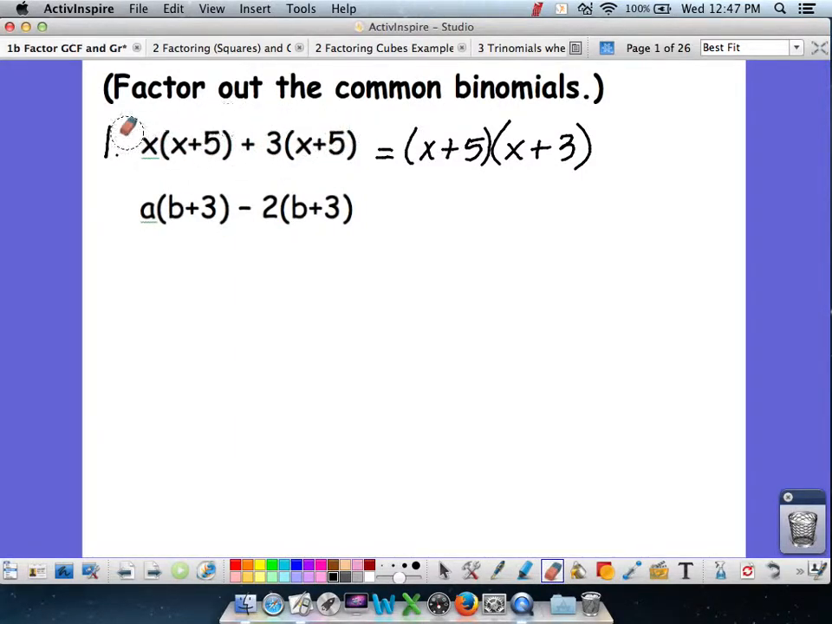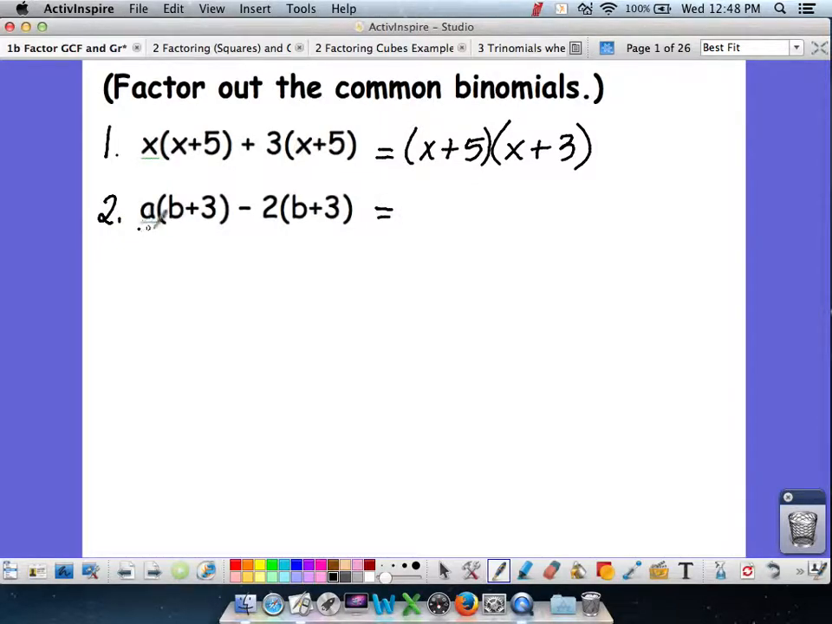You can easily check that by multiplying your two binomials and foiling that out, distributing that out, and you're going to come up with the same polynomial. In number 2, it can be with a plus or a minus. But what I have here, number 2, again I have a common factor.